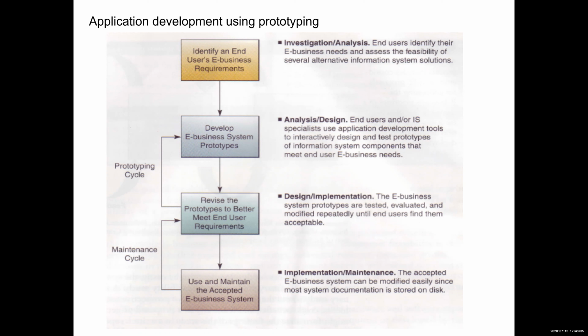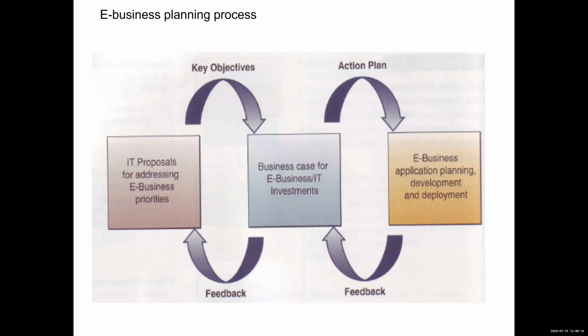Now, once you have implemented, then you use the system, you maintain and acquire e-business and the accepted e-business solution. There is also a maintenance cycle. So once the system is designed and rolled out, over time, you need to maintain the system, improve, continuous improvement. So you go back to the revised prototype. Is there anything you can do better? And then it goes. So this, in a nutshell, is what we call the system development using prototyping.